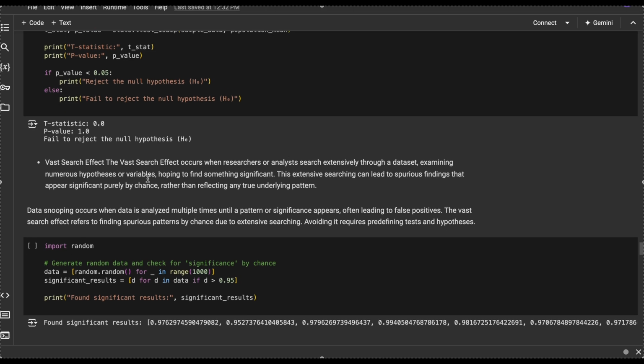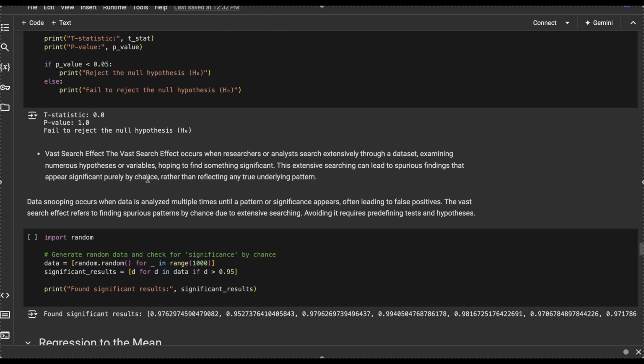Next is the vast search effect, or multiple testing problem. It occurs when a large number of hypotheses are explored across many variables and tested without specifying a prior hypothesis. Due to the number of tests, some statistically significant results may appear by chance rather than reflecting true patterns.